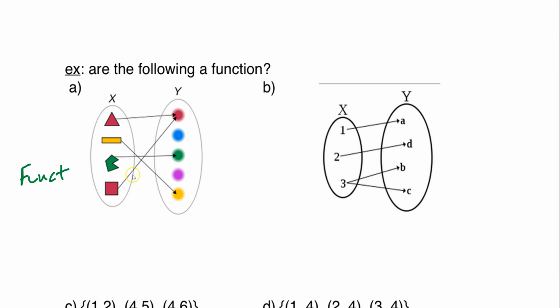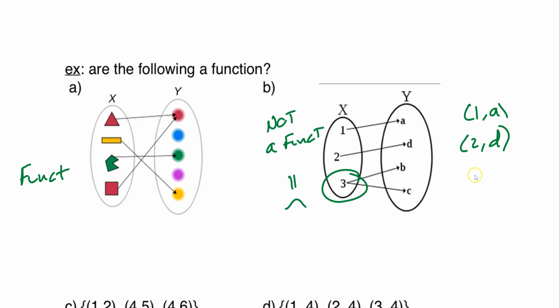These are all unique. And then here's an example saying it's not a function, right? 1 goes to A, 2 goes to D, 3 goes to B, and 3 goes to C. So this right here is why it's not a function, because 3 gets used twice. So not a function. Again, anytime one of your x values is used more than once, it's not a function. If I list this out, this would be 1a, 2d, 3b, and 3c. And right there you're like, oh, I have two 3s. Little cheater. So not a function.